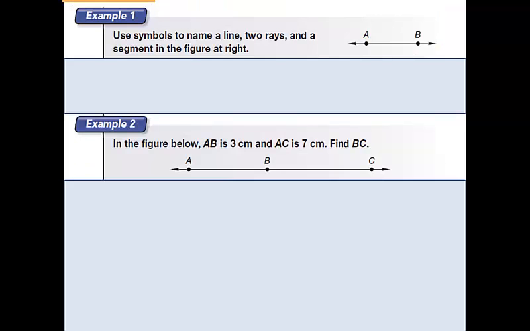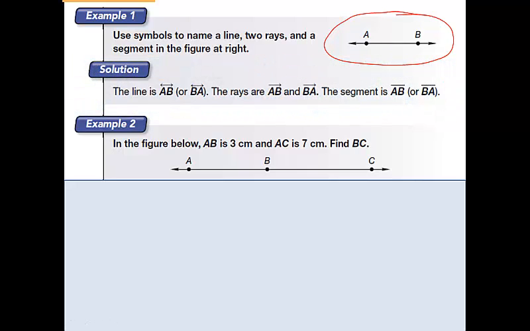So in our first example, we're going to use symbols to name a line, 2 rays, and a segment using what they've given us right here. Go ahead and see if you can discover a line, 2 rays, and a segment. The line is AB or BA. The rays, if you have an endpoint here and go this way, is AB, an endpoint here and going this way is BA. And then of course our segment, we'd take these arrowheads off and we have our segment AB.